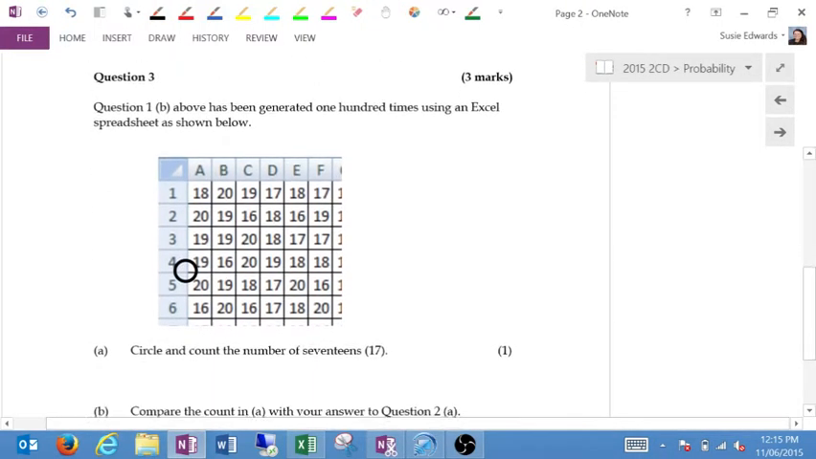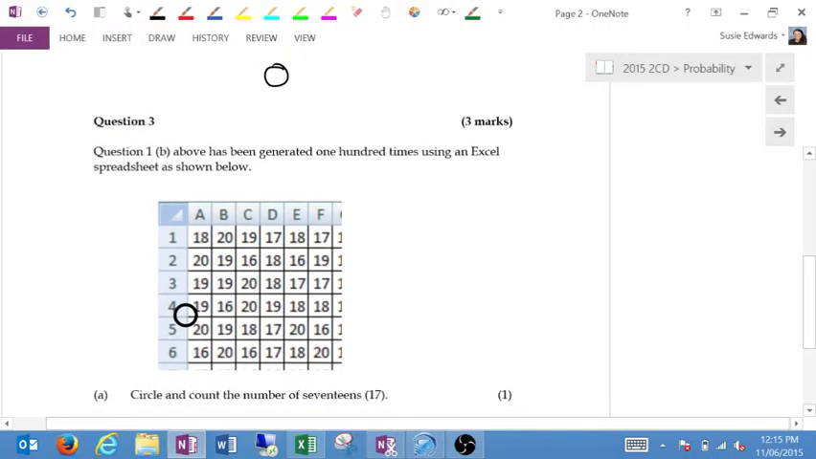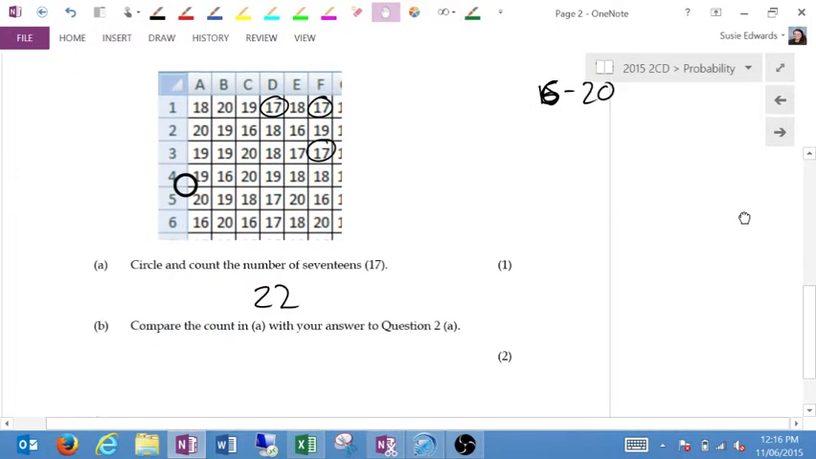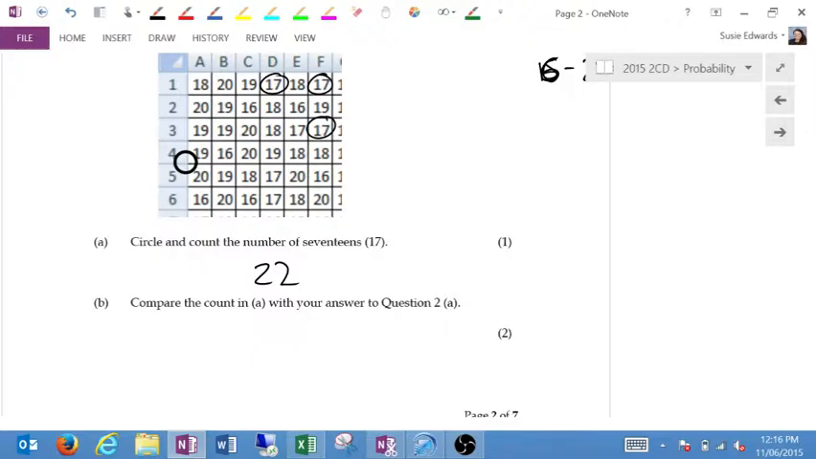Let's move on. Question 1B above has been generated 100 times. So again, what were the numbers? 16 to 20 inclusive. So, got to remember that it has been generated 100 times on the spreadsheet shown. Circle and count the number of 17s you can see. Did mine get cut off? Is there more? So how many are there? 22. Everyone agree? Good.